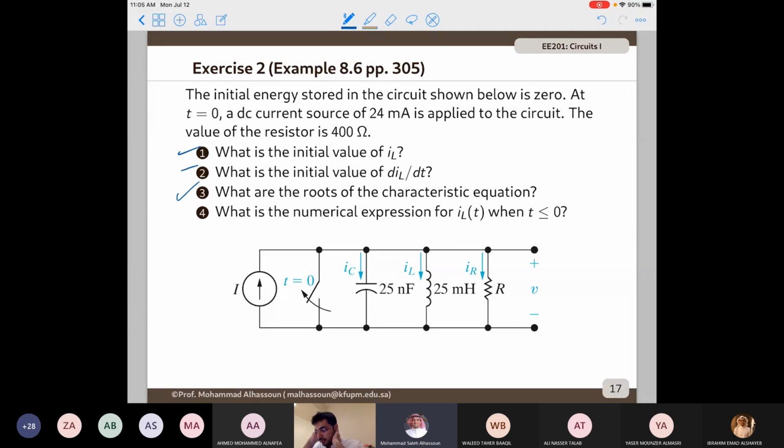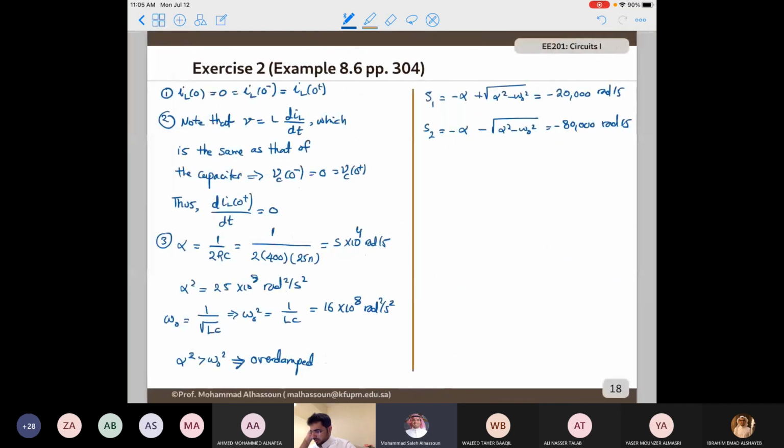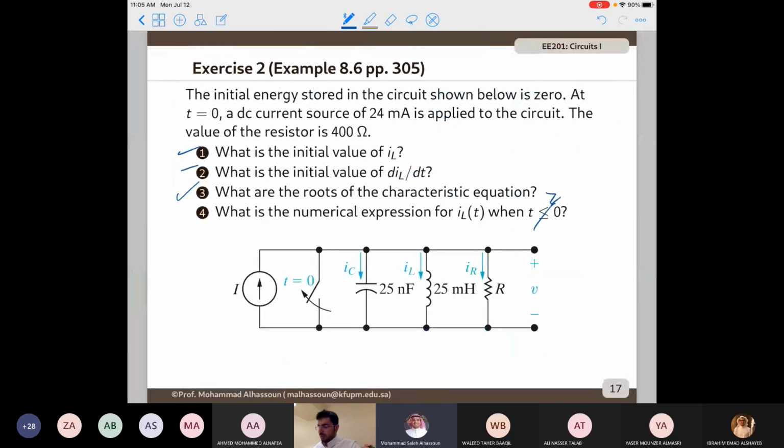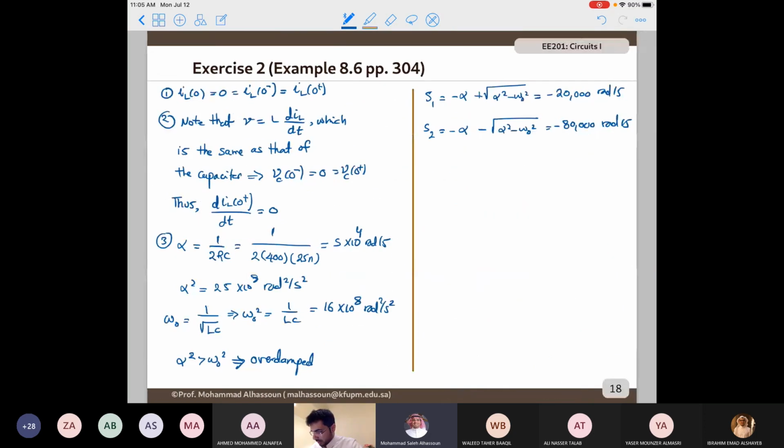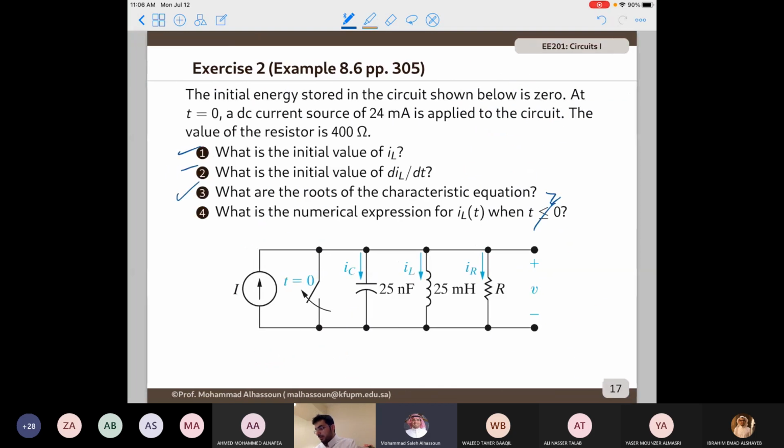Now the last thing is we are asked to find the numerical expression for I_L of t when t is greater than or equal to 0. Okay. So let's write the standard form of the solution. So we have I_final plus A1 prime e to the S1 t plus A2 prime e to the S2 t. So what is the final value? Let's start with the final value. So what is the final value in this case?